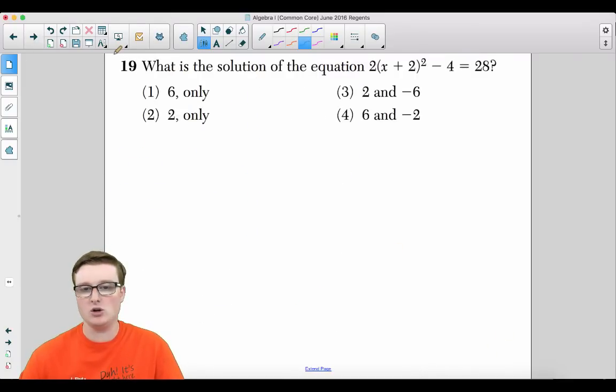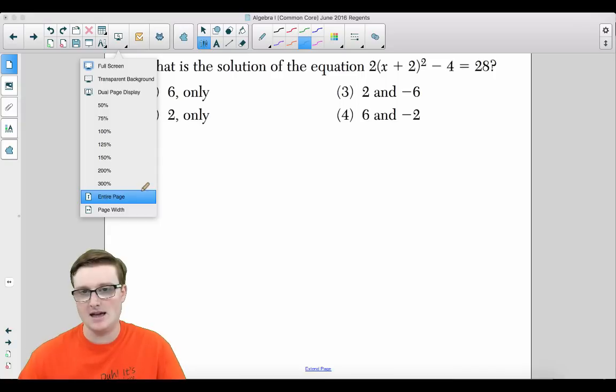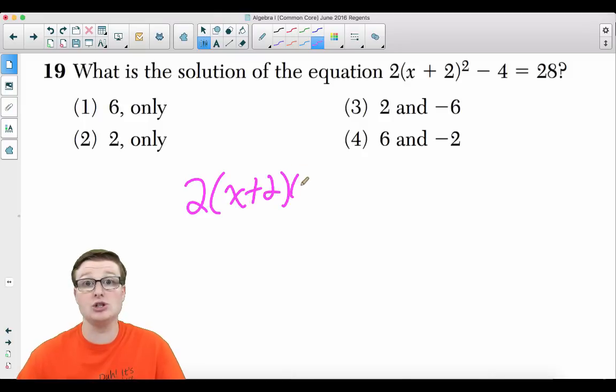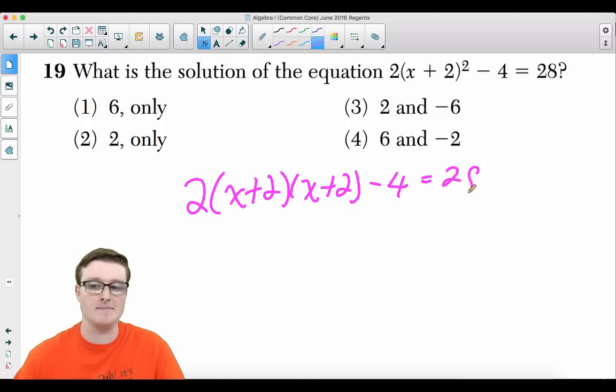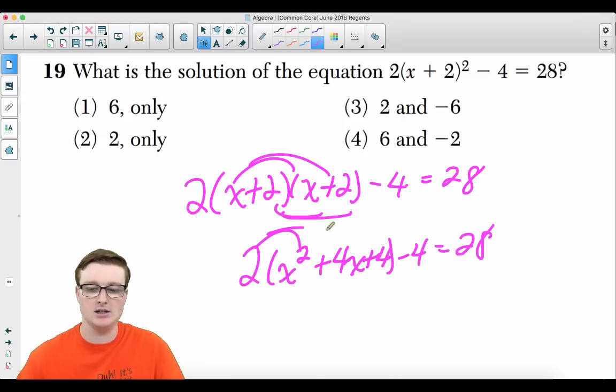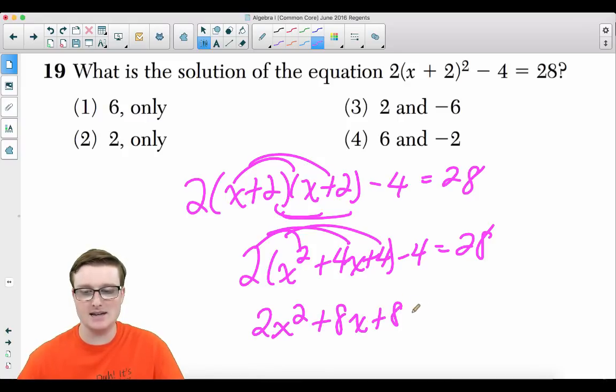What is the solution of the equation 2 times x plus 2 squared minus 4 equals 28? Okay, so I need to write that x plus 2 two times because it's squared. Okay, I'm now going to distribute these. So we get 2 times x squared plus 4x plus 4 minus 4 equals 28. Distribute that 2. We get 2x squared plus 8x plus 8 minus 4 equals 28.